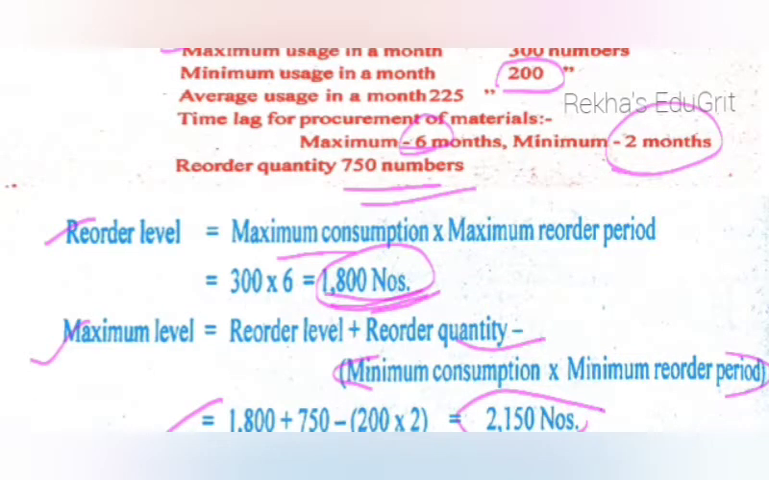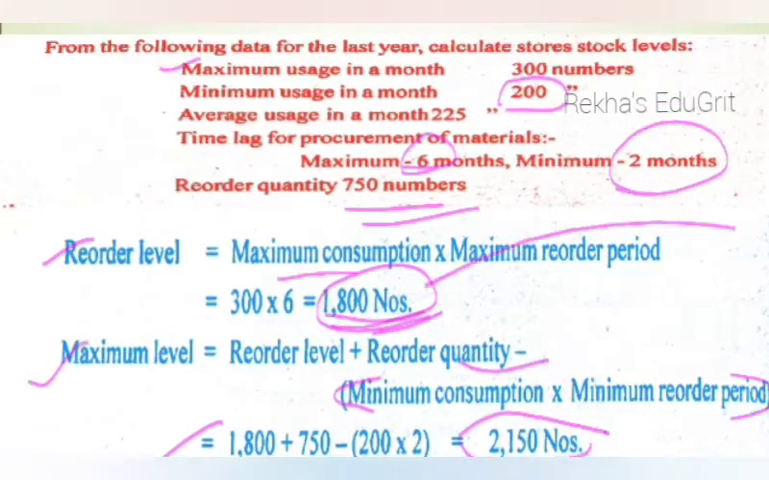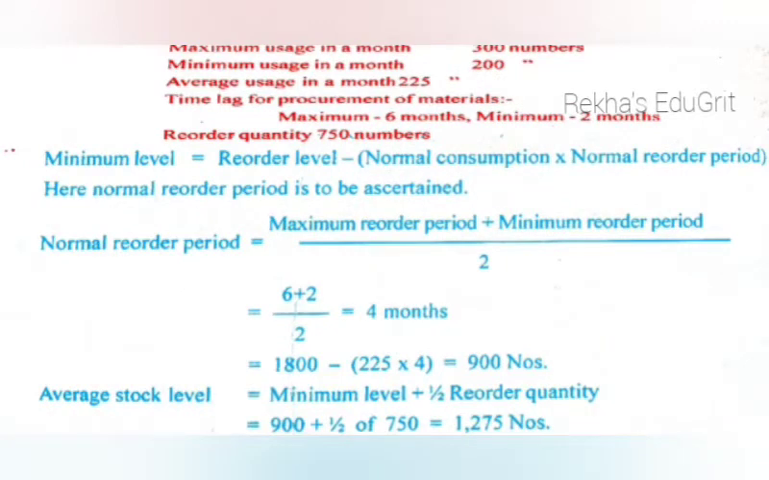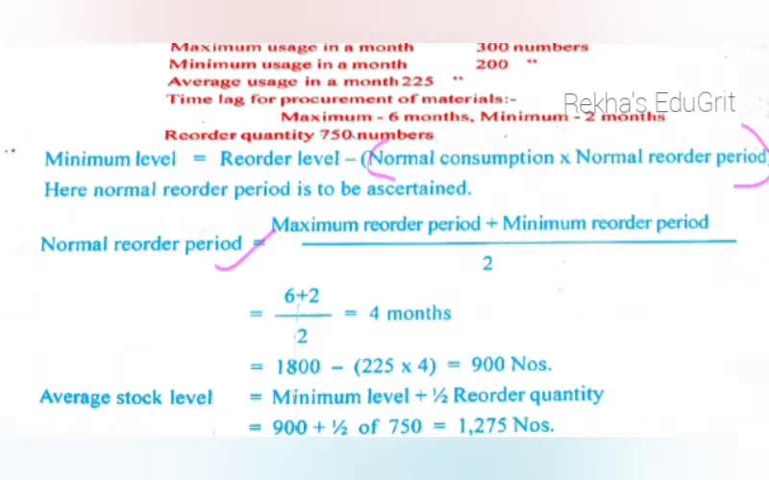After finding the reorder level and maximum level, next we have to find out the minimum level. In order to find out the minimum level, the formula is reorder level minus normal consumption into normal reorder period. So first we have to find out this normal consumption and normal reorder period. Normal means it's average, both are same, right? So normal reorder period, the formula is maximum reorder period plus minimum reorder period divided by 2.